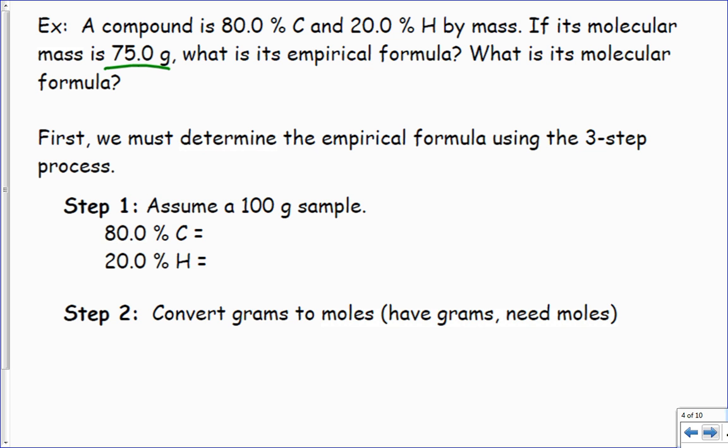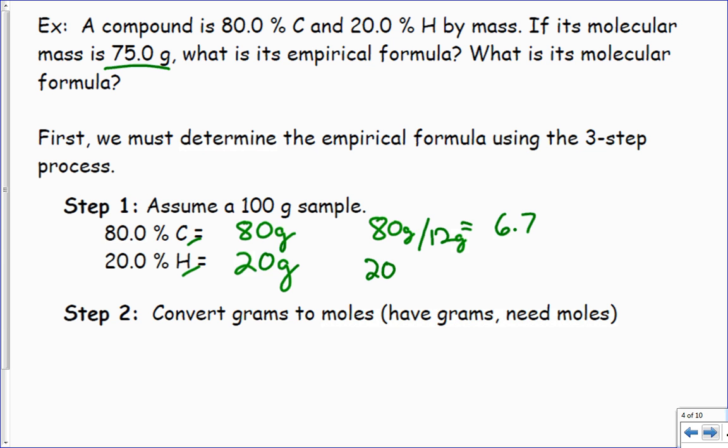So first we have to do everything we had to do to get the empirical formula. 80% becomes 80 grams. 20% becomes 20 grams. Now I need to divide through by the masses. I'm going to take 80 grams and divide by 12 for carbon. I get that 12 off my periodic table. So I have 80 divided by 12 equals 6.7. And now 20 divided by 1 is going to equal 20.